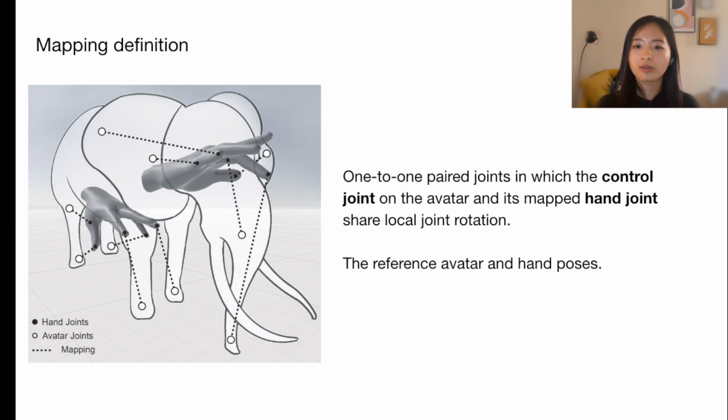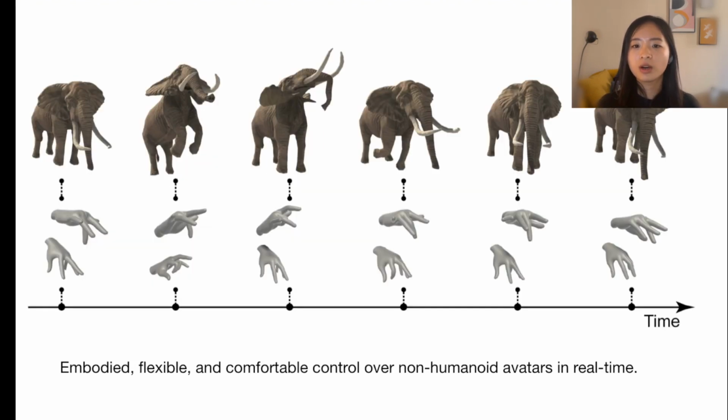The reference pair of avatar and hand poses specify the hand pose used to control the avatar and are used in combination with the joint-to-joint mapping to infer current avatar poses. With the optimized joint pairings and the reference pose pair, we can calculate the corresponding avatar pose given the current hand pose, which enables us to control the non-humanoid avatar in real time.